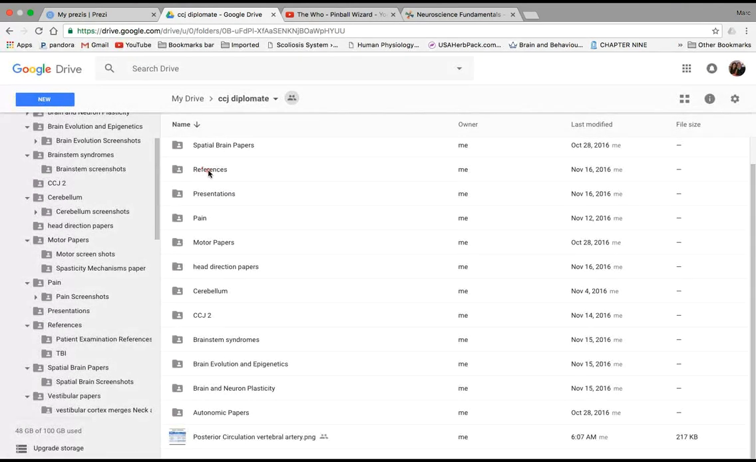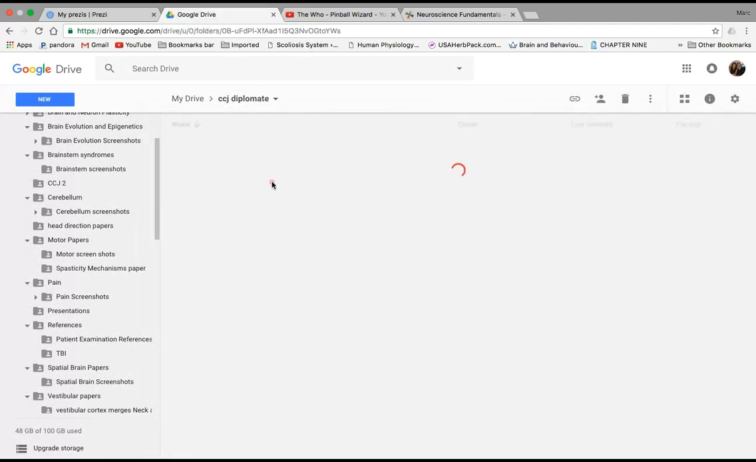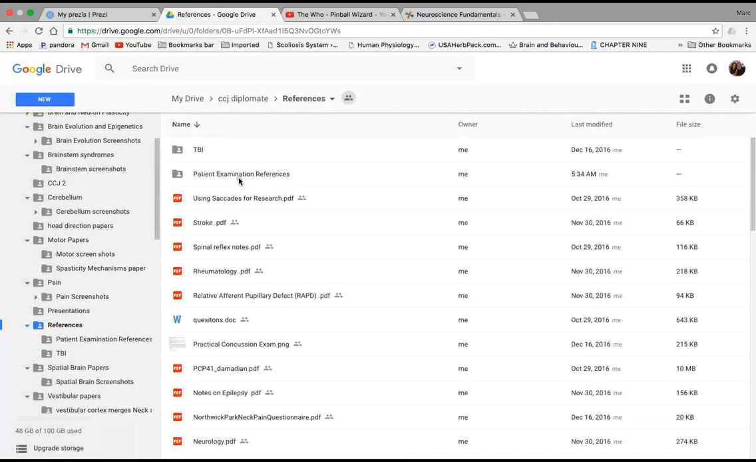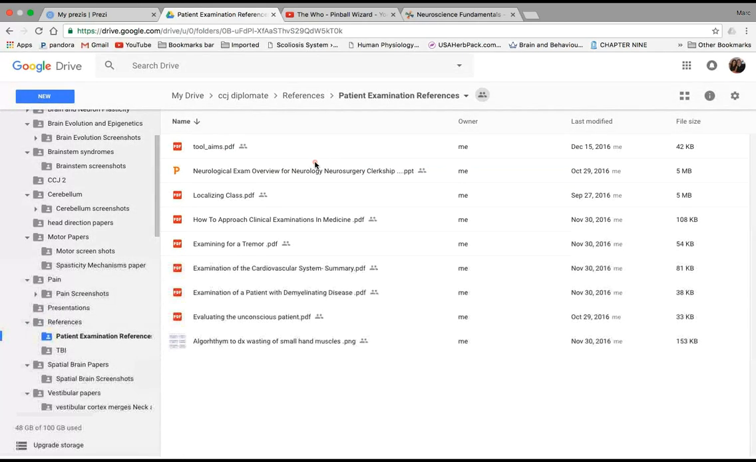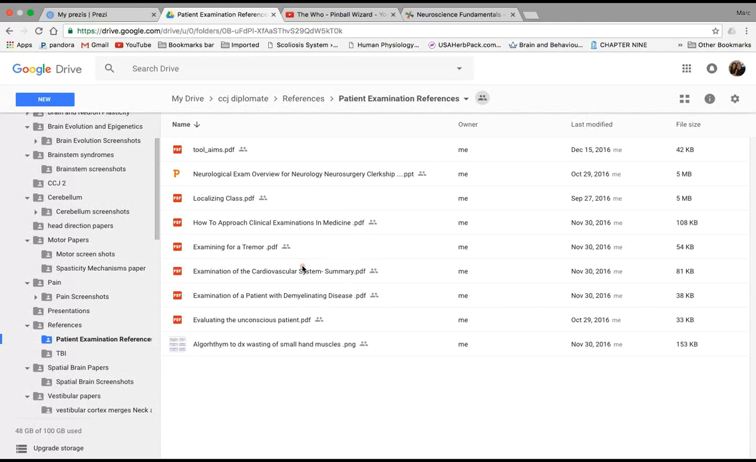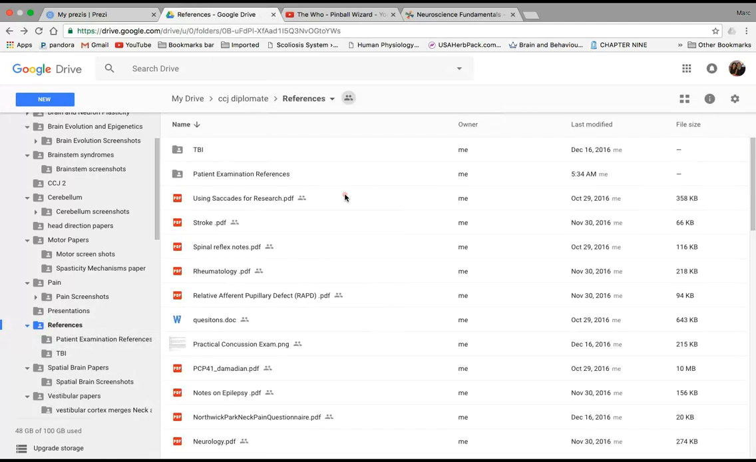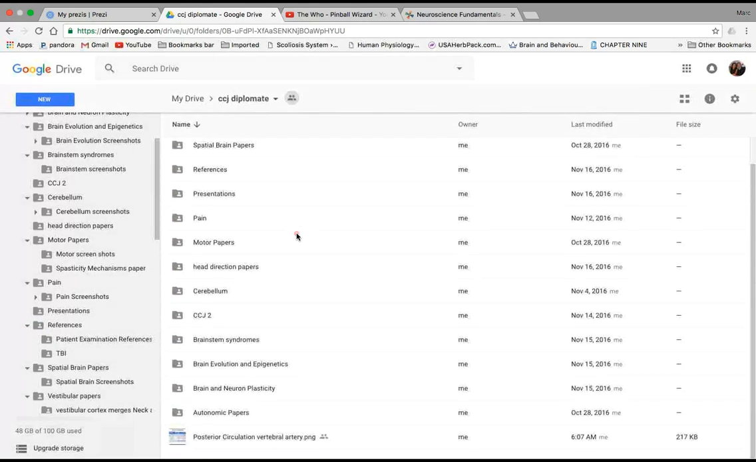We have references. In this references section, you'll also see that we have patient examination references. There are some tools in here that we'll go over today and make sure that you know they're here in case you have to access them. Things like how to examine a patient with a tremor, how to localize a lesion, evaluating patients with demyelinating disease. So there's lots of resources in here that you'll be able to utilize for as long as we have access to a Google Drive. And this is a document that I'll continue to organize and make available to you.